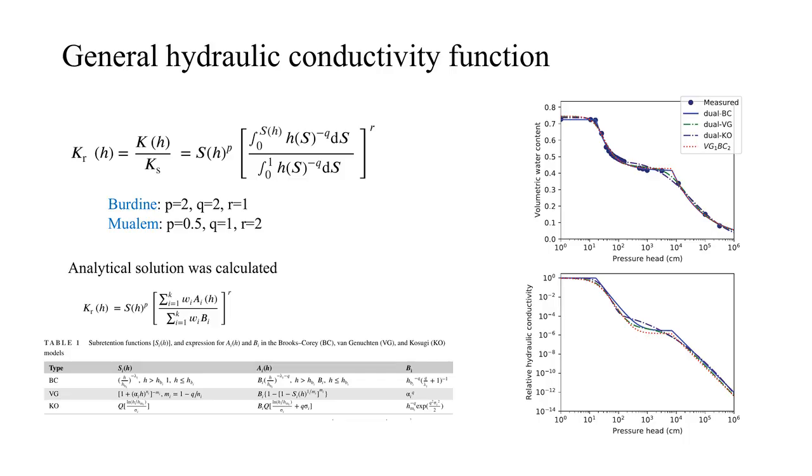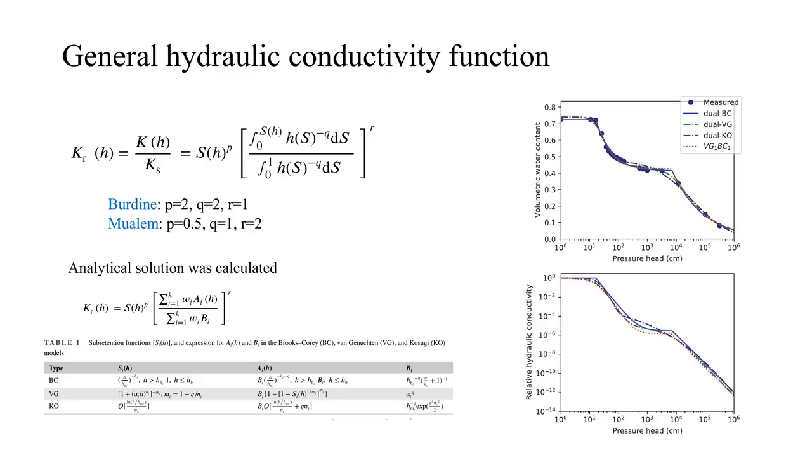Now, I will discuss the unsaturated hydraulic conductivity function. The general form of this function is shown here. It generalizes the Burdine and Mualem models by introducing the parameters P, Q, and R. For specific values of these parameters, the equation reduces to the original Burdine or Mualem model. Since this equation includes an integral, analytical solutions were derived.